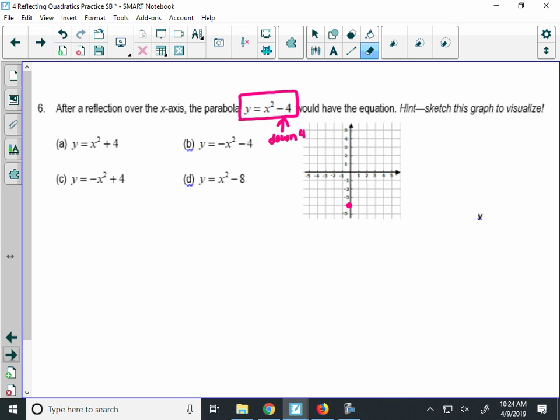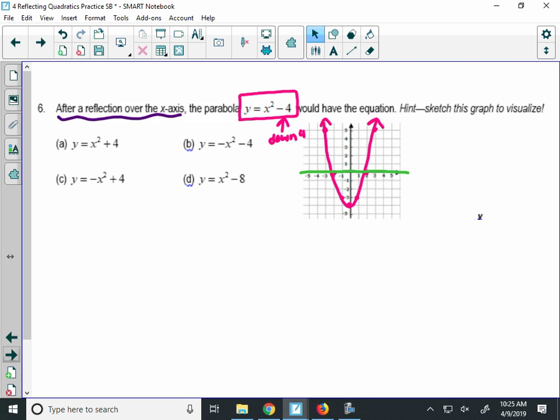The pattern for the parent function we have to get really good at is out 1, up 1. Out 2, up 4. Out 3, up 9. So that's the original graph that they started with, x squared minus 4. Now what it says happens is it took that pink graph and it reflected it over the x-axis. So it flipped it over this line.